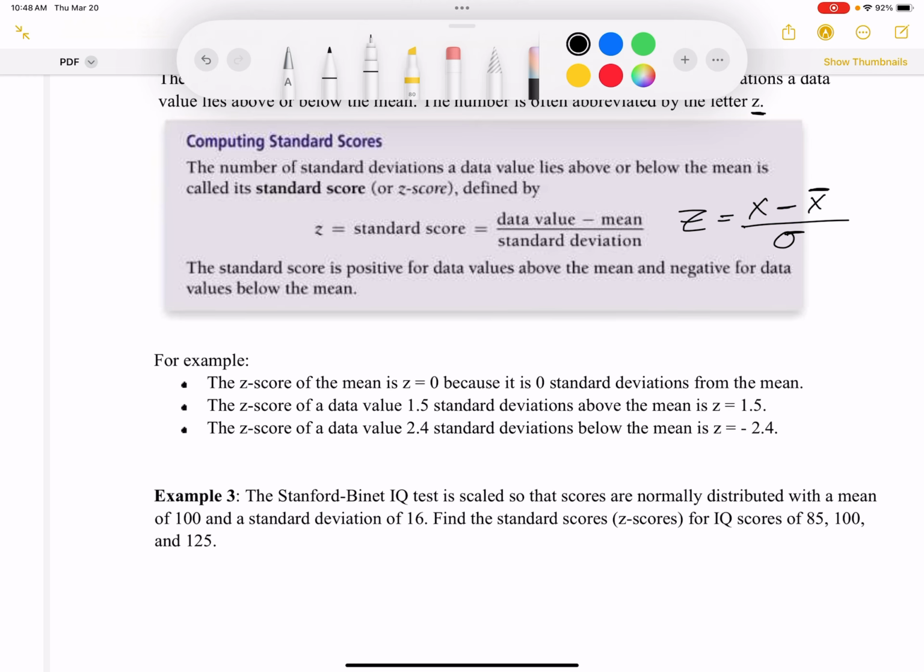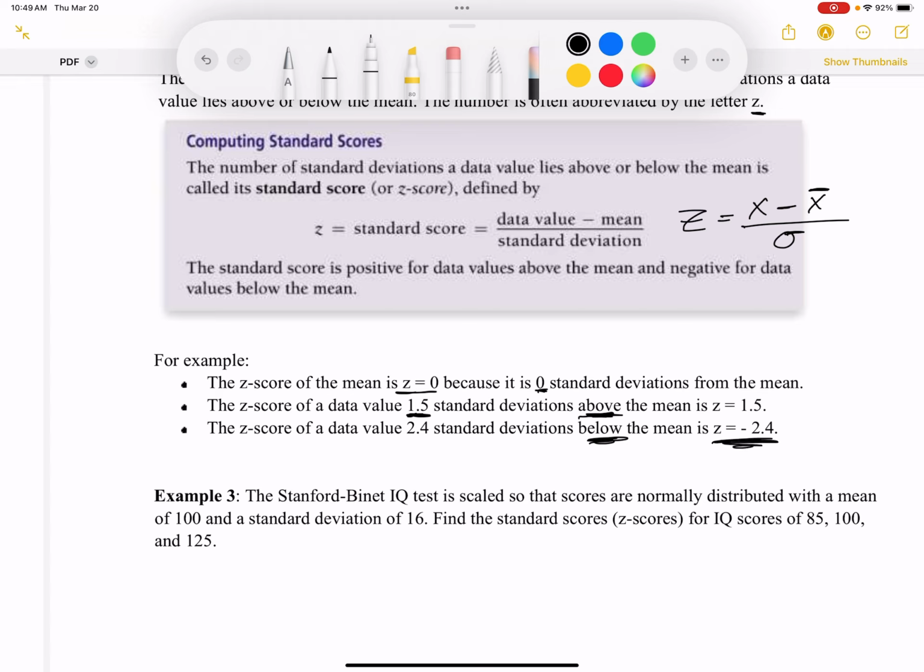So the Z-score of the mean is Z equals 0, because it is 0 standard deviations away from the mean. If you have a Z-score of 1.5, it means you're 1.5 standard deviations above the mean, right? If you have a Z-score that is 2.4 standard deviations below the mean, then notice the Z would be negative 2.4.